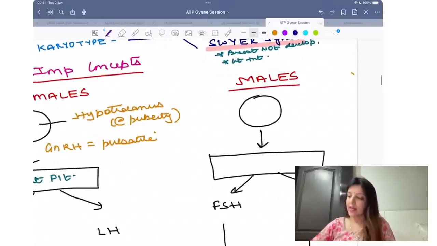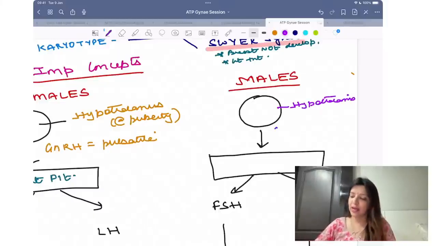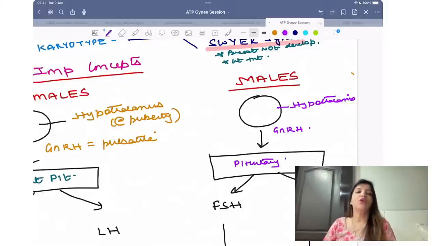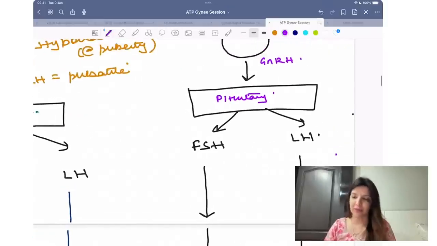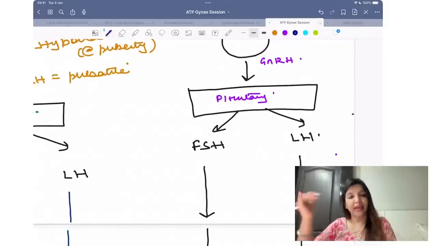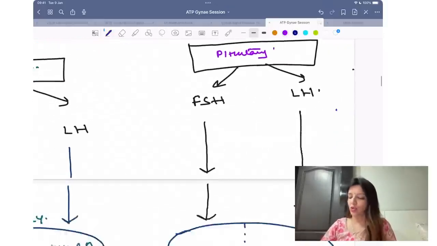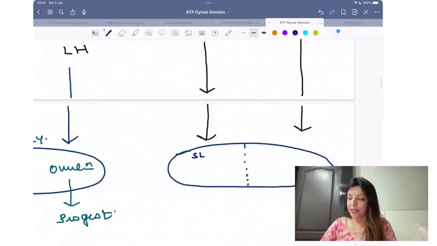Now coming to males. In males, hypothalamus will again, जैसे females में hypothalamus releases GnRH at the time of puberty, in males also, hypothalamus will release GnRH at the time of puberty, which is going to act on pituitary. From pituitary, FSH and LH would be released, right? Now, FSH is going to act on Sertoli cells.